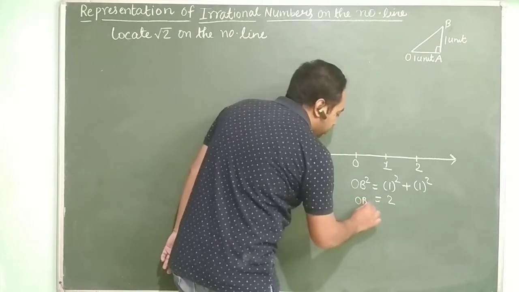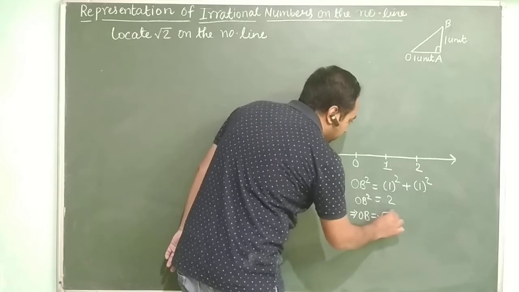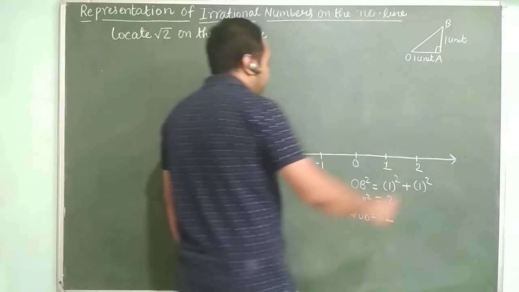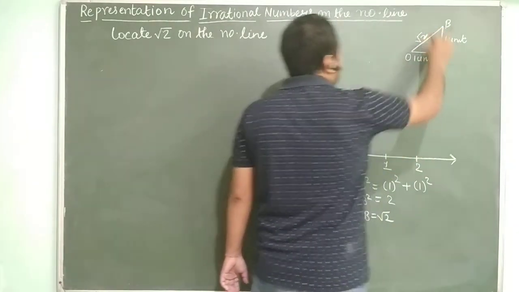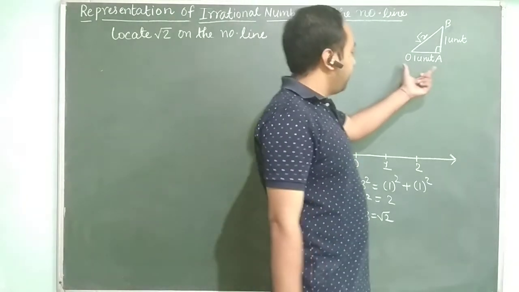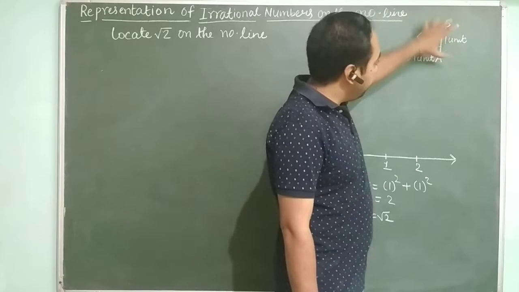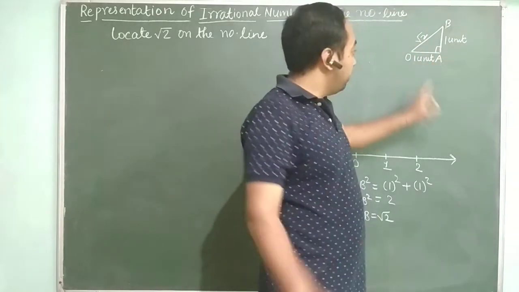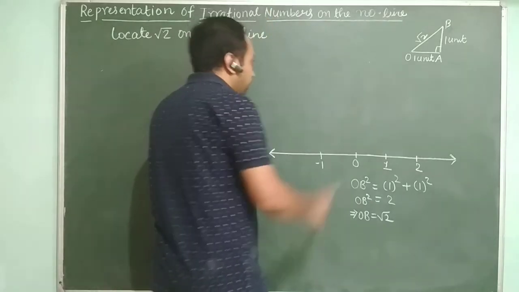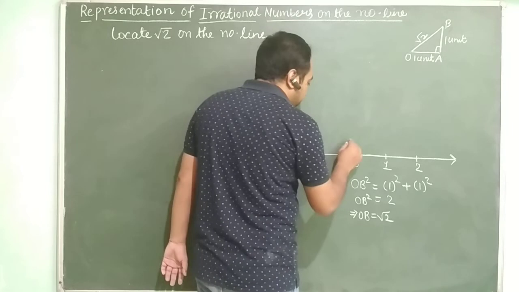OB square is 2. This implies length of OB, this is how much? Under root 2. So in this manner we can obtain length of OB equal to under root 2 if we consider base equal to 1 unit and perpendicular equal to 1 unit, where 1 unit is equal to how many centimeters? 1 centimeter. ठीक है.